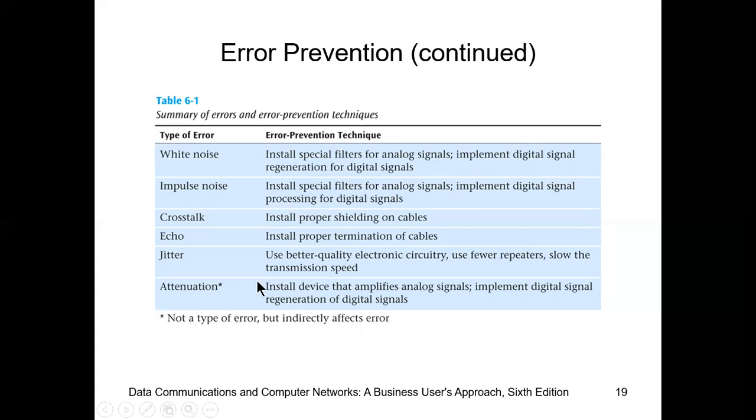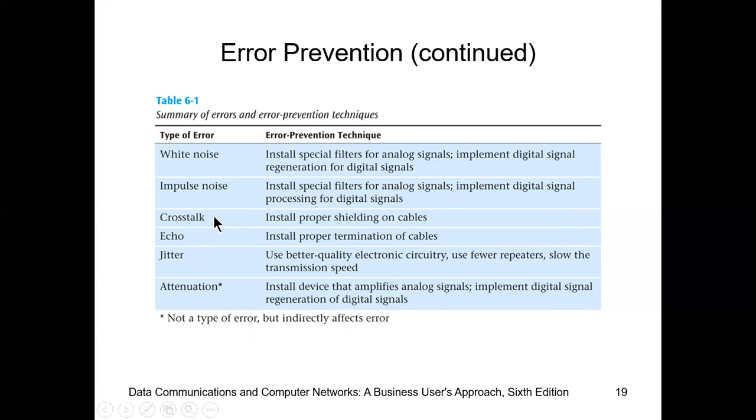Crosstalk, you must install proper shielding of the cables, right? Like the insulators in the case of coaxial cables and the shield, such as the mesh, aluminum mesh. So those can actually prevent error.